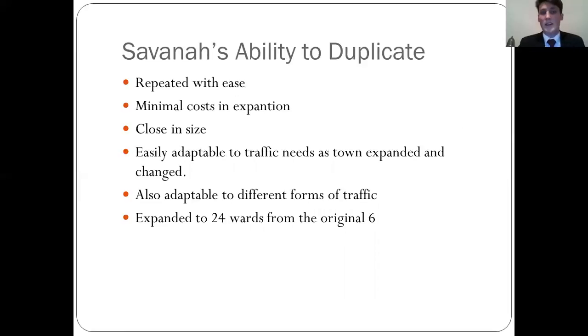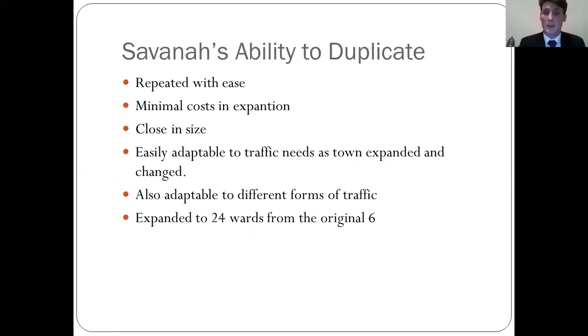The last thing is Savannah's ability to duplicate. The wards were very easy to repeat, and they also did not have a high cost to repeat them. It minimized having to plan because the wards were just the same exact thing. All you'd have to do was do the same thing that was done right next to the previous ward. It was also easily adaptable for traffic, and if the town wanted to expand, all it would have to do is expand its roads.